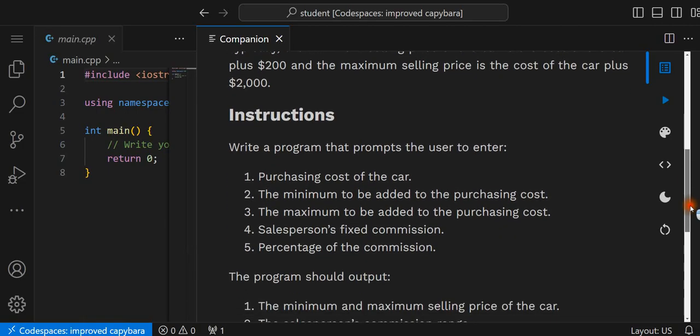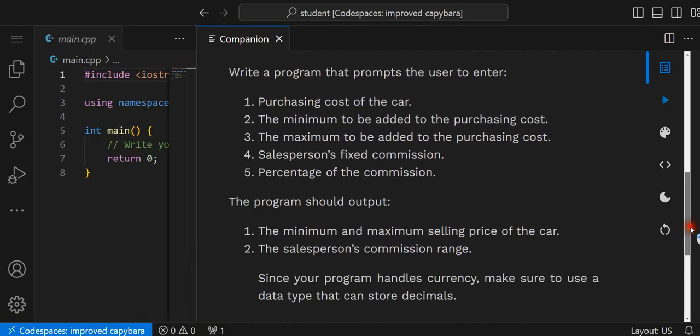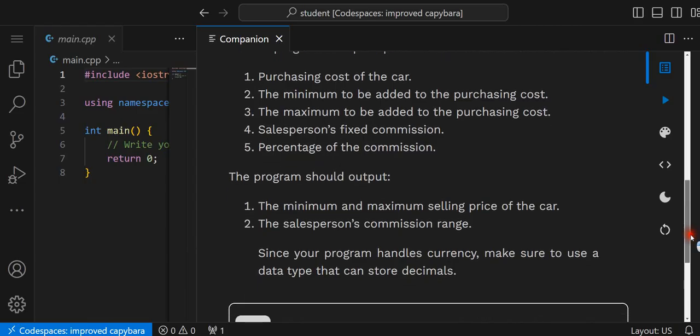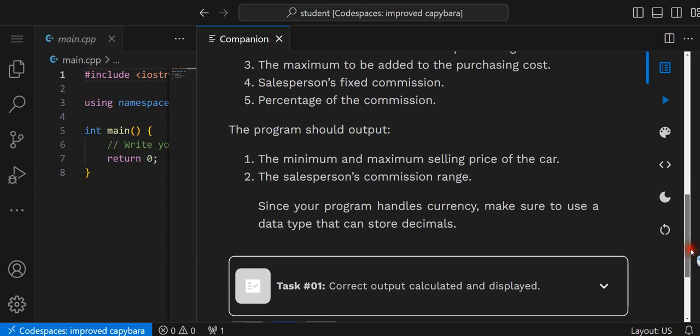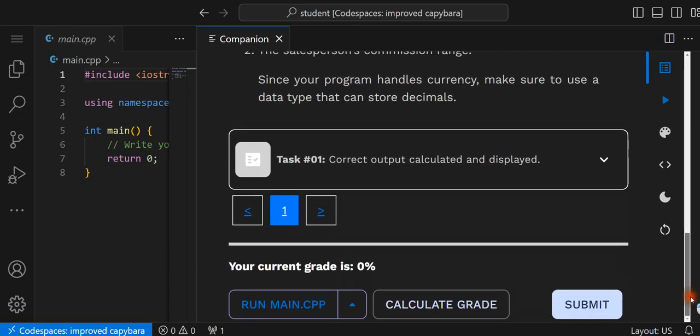Write a program that prompts the user to enter the purchasing cost of the car, the minimum to be added to the purchasing cost, the maximum to be added to the purchasing cost, the salesperson's fixed commission, and the percentage of the commission. The program should output the minimum and maximum selling price of the car and the salesperson's commission range. Since your program handles currency, make sure to use a data type that can store decimals. We're going to use double, of course.